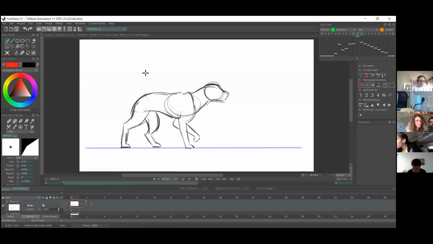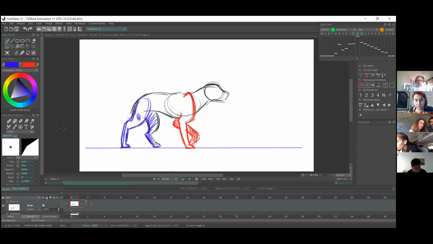So here we have the first frame. And you can see that the front legs, he's just about to take a step with the left leg. And this leg at the back, hold on, this one I'm drawing now, is going to lift off in the next frame.